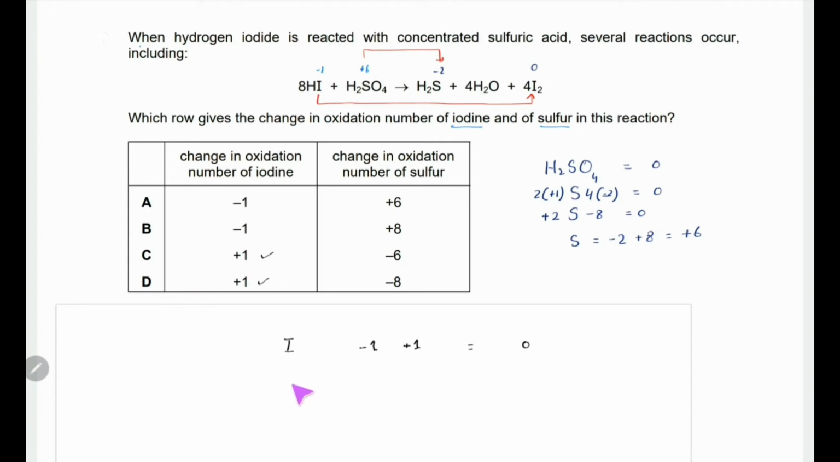Now for sulfur. In the reactant, sulfur is +6, and in the product, it is -2. Now the change is what? If you add -8 to +6, you will get -2. So -8 is the change, and that -8 is in choice D. So the correct choice is choice D.